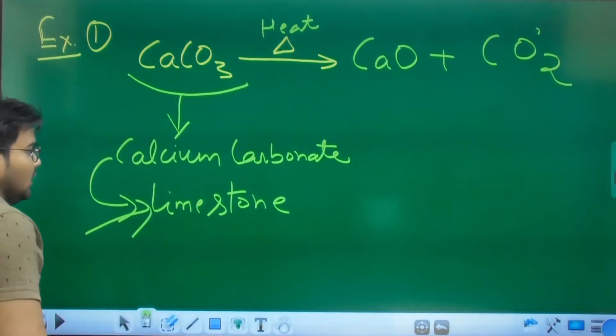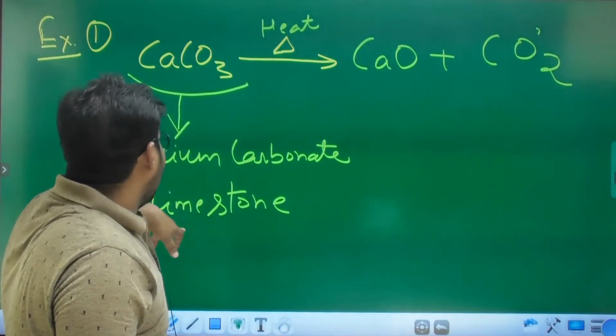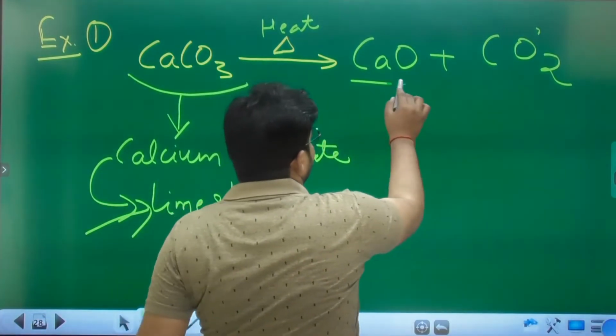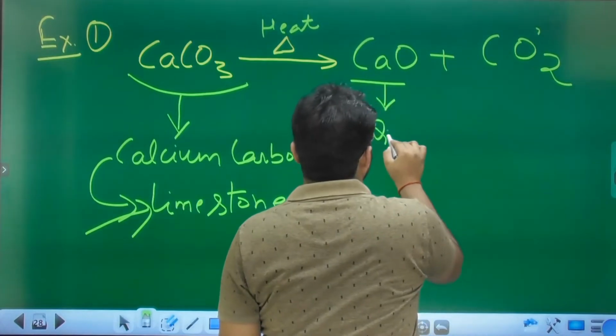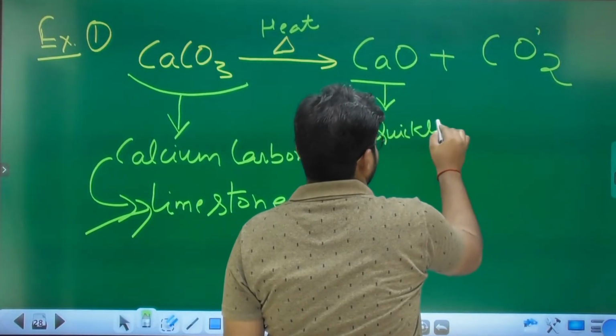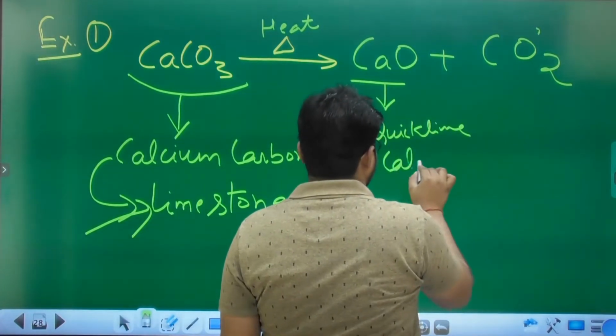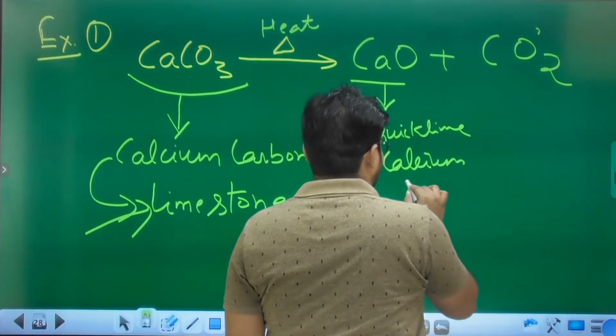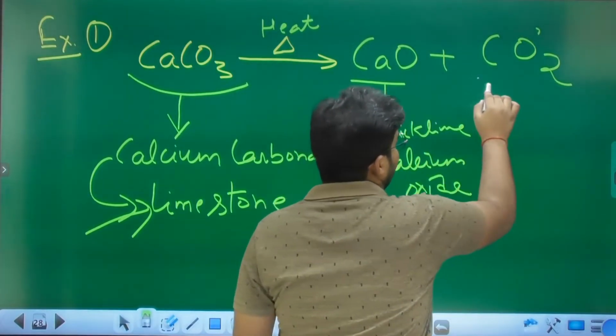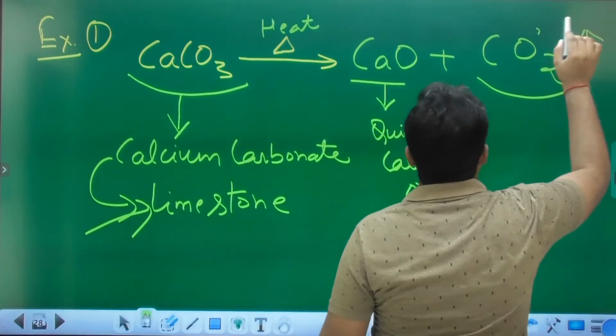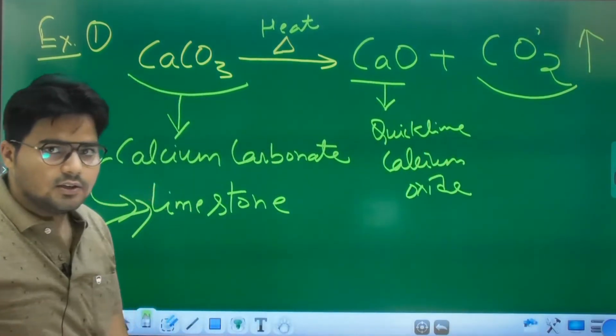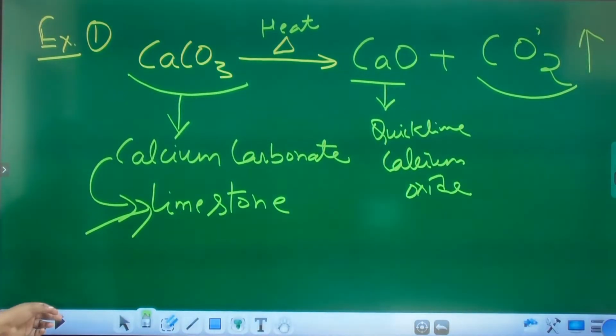Clear? Calcium carbonate, or limestone, on heating gives CaO, that is quicklime or calcium oxide. Clear? And carbon dioxide gas is released. So this one is an example of a decomposition reaction.